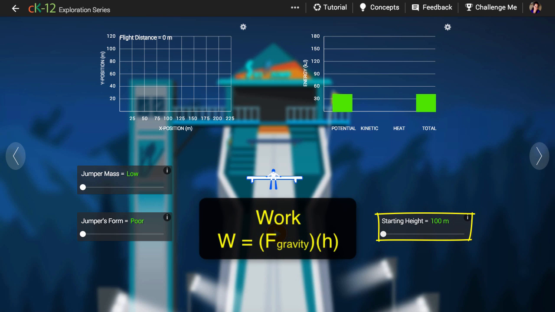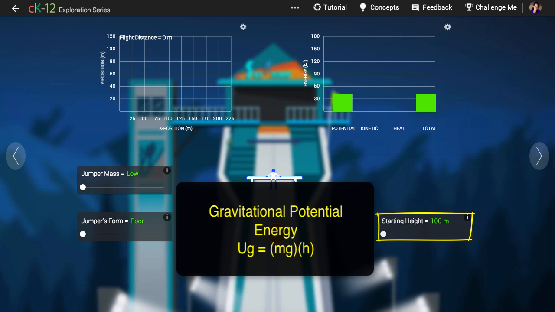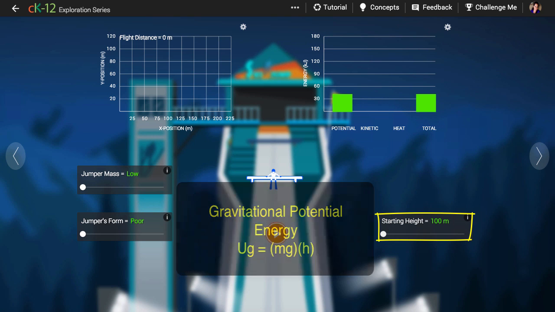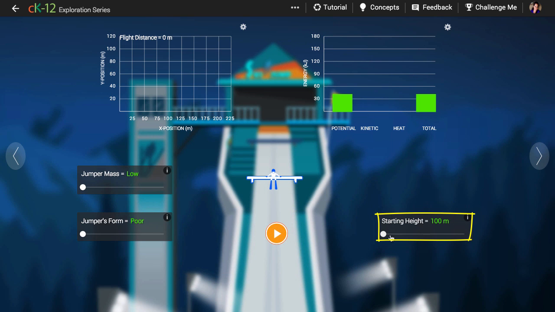This means the gravitational potential energy is calculated by multiplying the mass of the jumper times g times the initial starting height. We can set the initial jump height with the slider at right. Let's set it to 140 meters. That's a long way down, more than a football field.